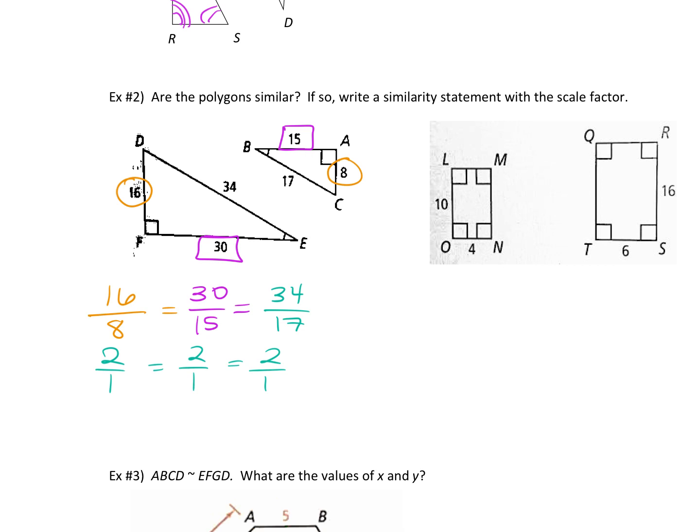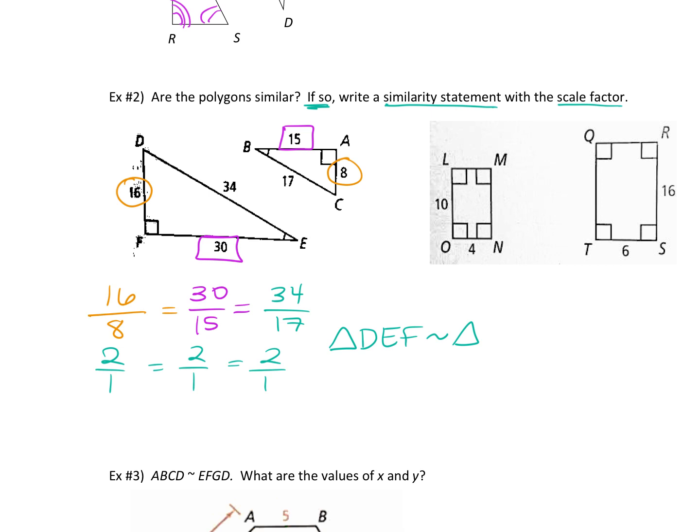Okay, so here's what it says. If they are similar, write a similarity statement with the scale factor. Okay, here's what a similarity statement is. You say triangle, if I say DEF, remember we did this with congruence? They're not congruent, they're similar. What symbol am I going to put next? The little tilde, right? So triangle DEF is similar to what triangle? CBA.